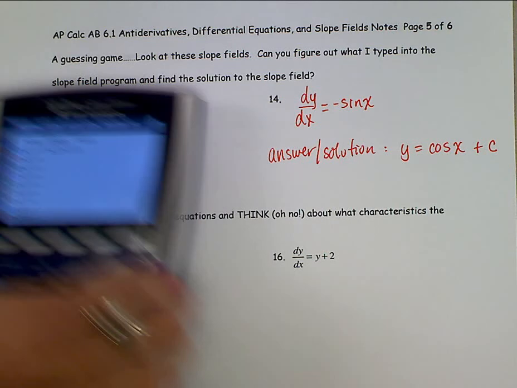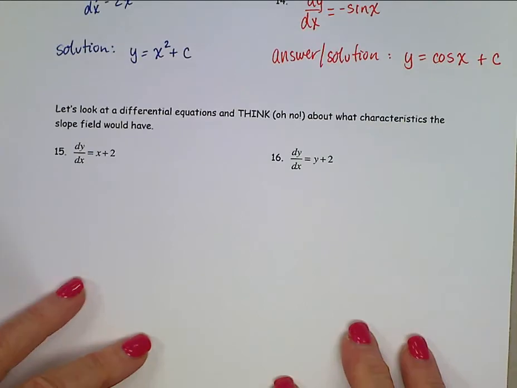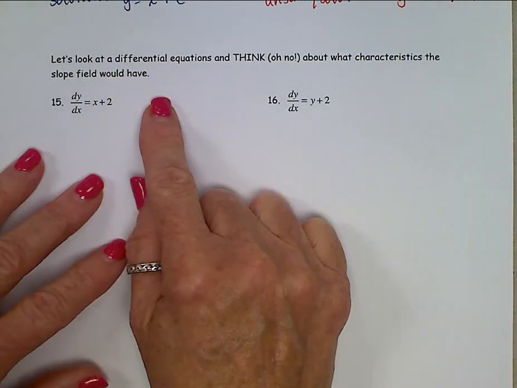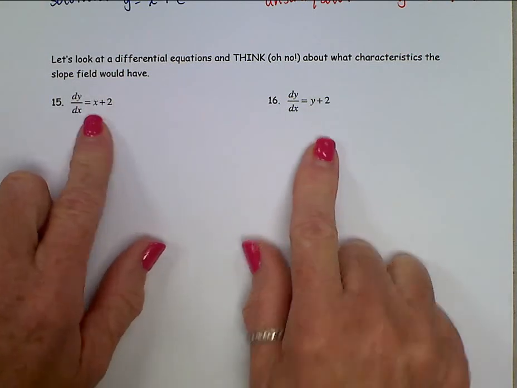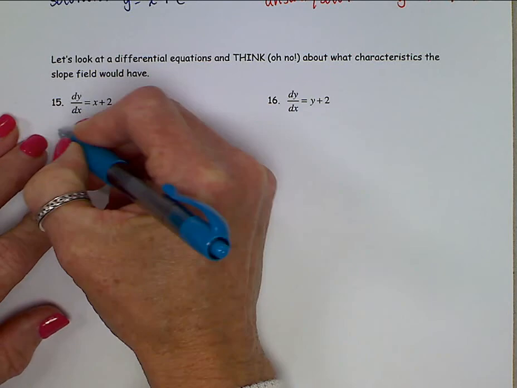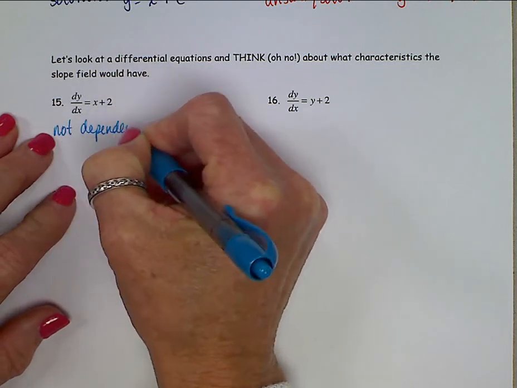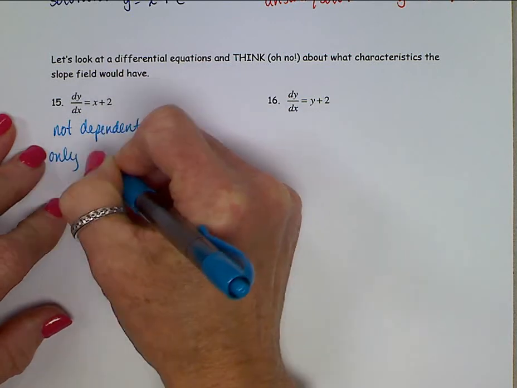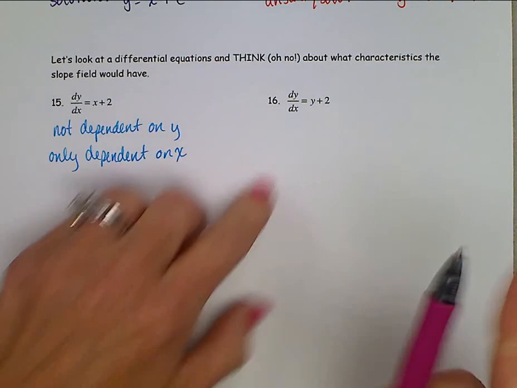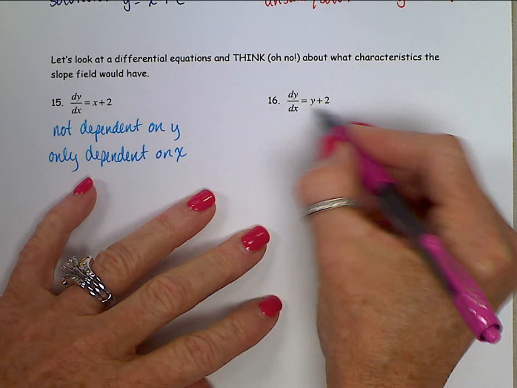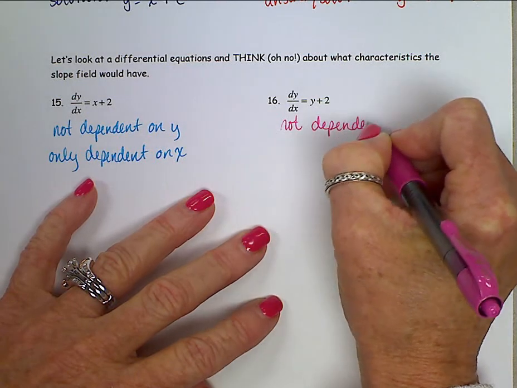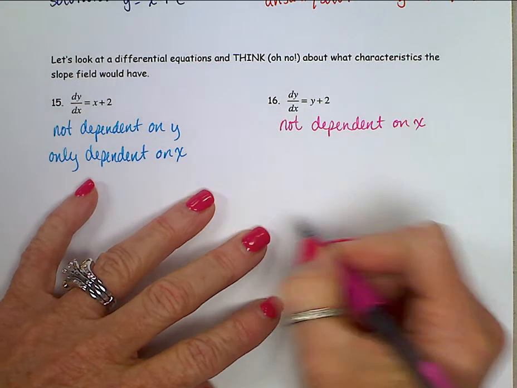Okay, now we have a little bit of experience with slope fields. We're going to take a look at each differential equation that we have here and think about what characteristics that slope field would have. I want you to look at these two derivatives. This one over here, dy dx, is not dependent on y. It only depends on x. And this one over here, dy dx is y plus 2, that one is dependent only on y, not dependent on x. So it only depends on what the y does.